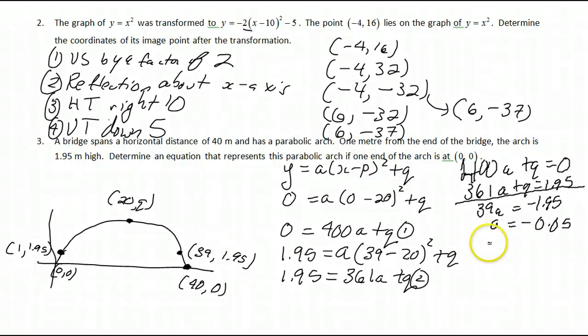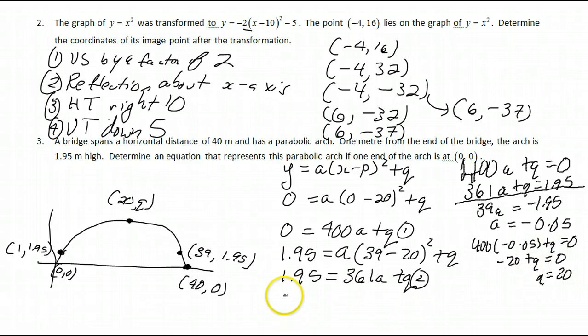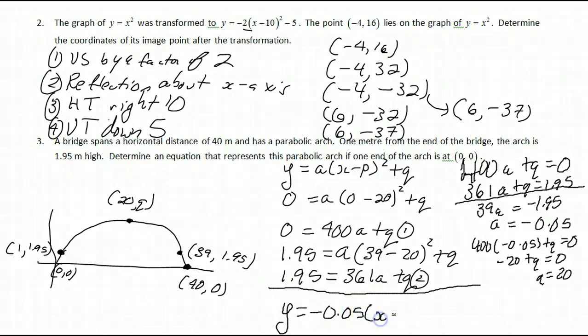I found a. Let's find q. We'll just put the a back up in here. So 400 times negative 0.05 plus q is equal to 0. Negative 20 plus q is 0, and q is 20. So the final answer is y equals negative 0.05 bracket x minus 20 squared plus 20.